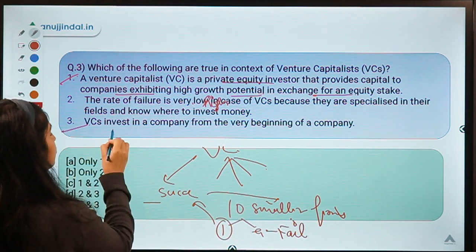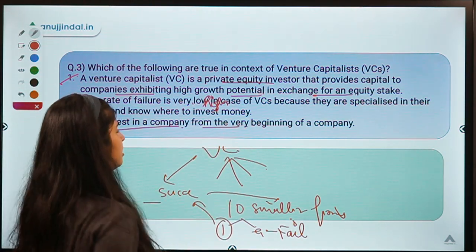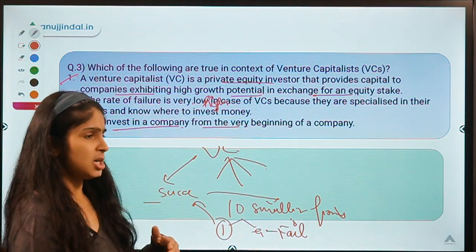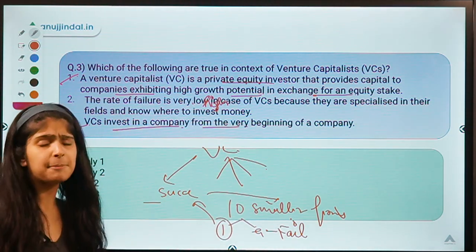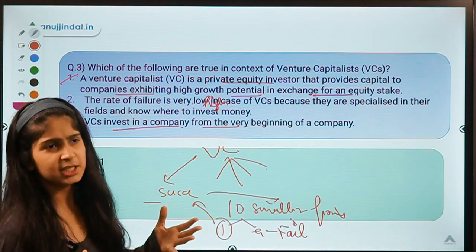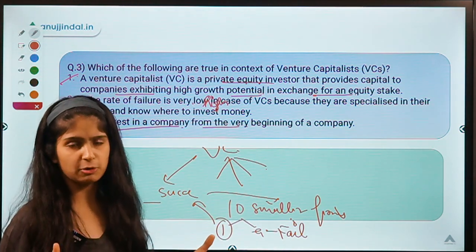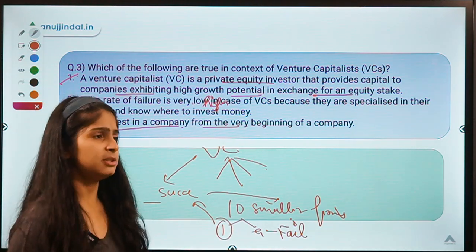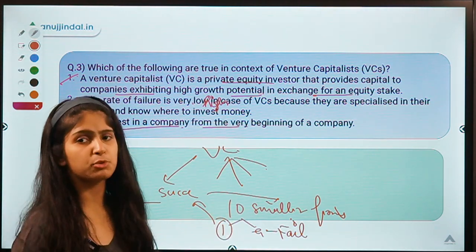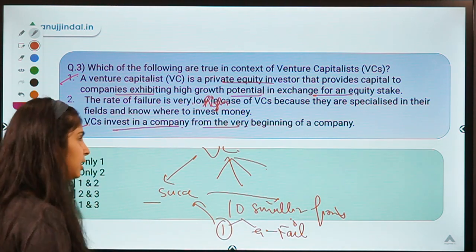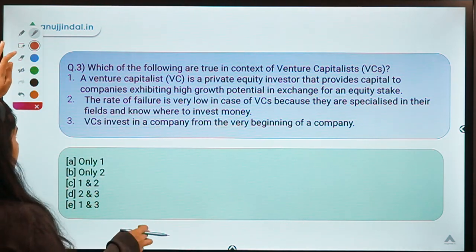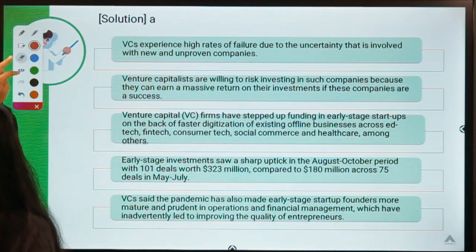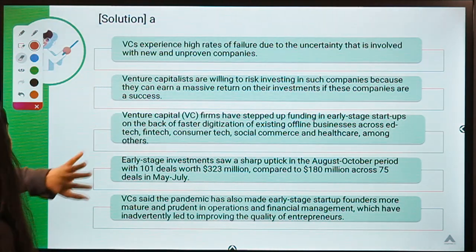And after that, VCs invest in a company from the very beginning. So this is usually not true, because VCs put their money in a company when they usually start to commercialize their operations, or they are making some money but on a smaller level. So they do not act as seed investors providing money from the very beginning, right? So here you can have some more details about VCs, right?